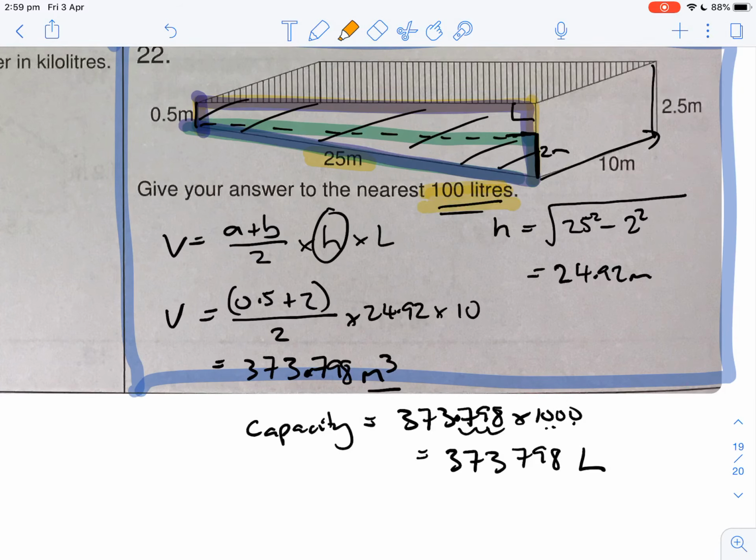This question, and make sure you do read your questions carefully, has asked you to give your final answer to the nearest 100 litres. So I would show that I've done that by saying it's approximately 373,800 litres to the nearest 100. Remembering that if I'm stopping at the nearest 100, that's going to be my last significant number, and I'm filling in the rest with zeros.